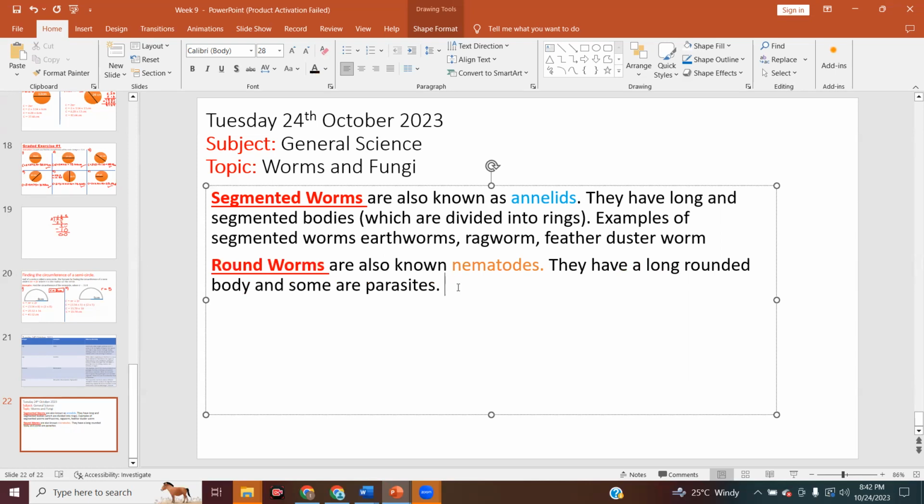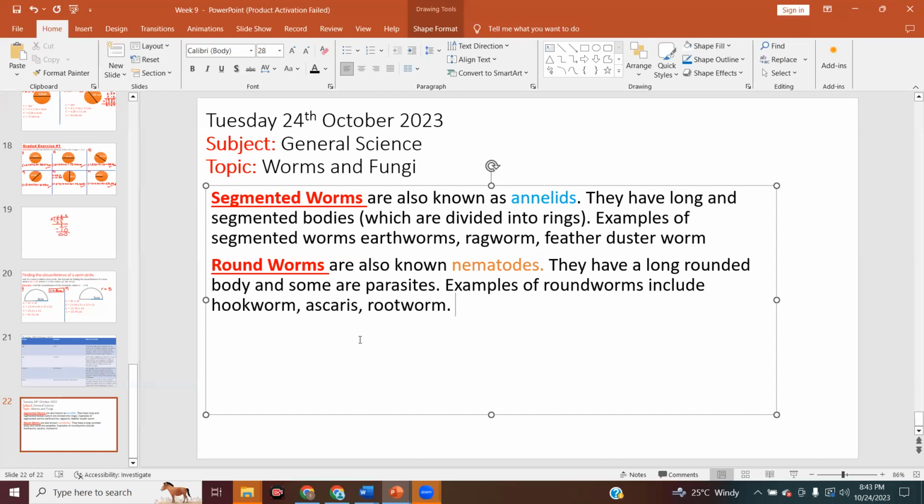Examples of roundworms include the hookworm. Anyone ever heard about that? Hookworm, and yes, sir, the ascaris and the ringworm. Those are all examples of nematodes. All right, so let's take a look at them.